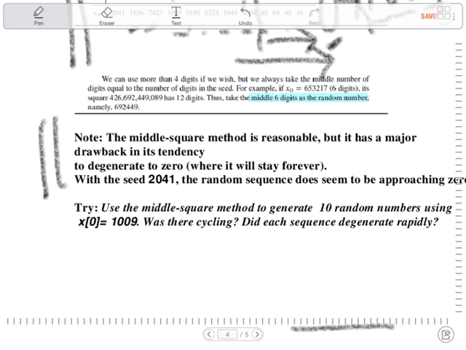So that is what I have just mentioned here. With this seed, the random sequence does seem to be approaching towards 0.